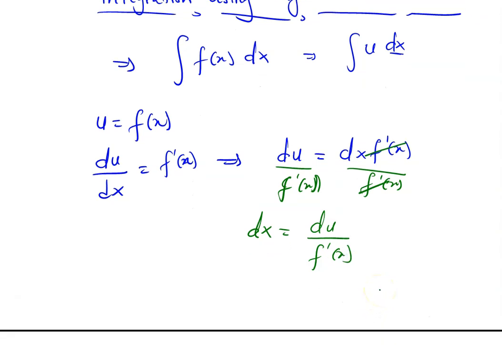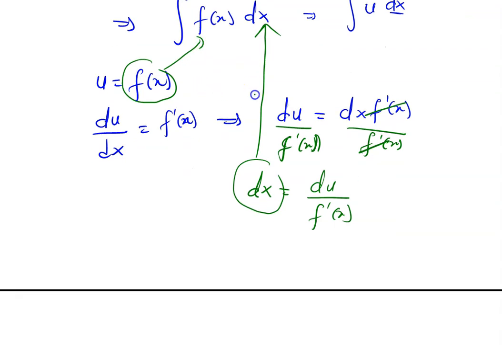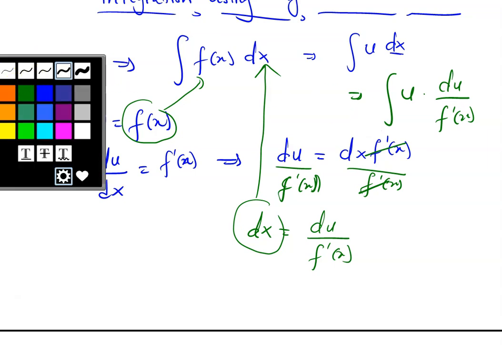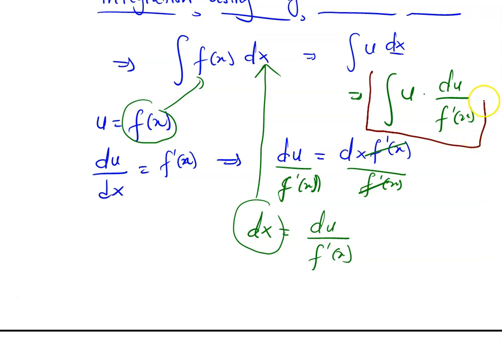With this, we can substitute dx into the function. Wherever you find the x, we can substitute u over the derivative of it. Then wherever you find f of x, we can substitute u. So in all, it will become the integration of u multiplied by du over the derivative of f of x. Getting the expression like this, it becomes so easy to simplify. So that is a brief introduction of integration using algebraic substitution.